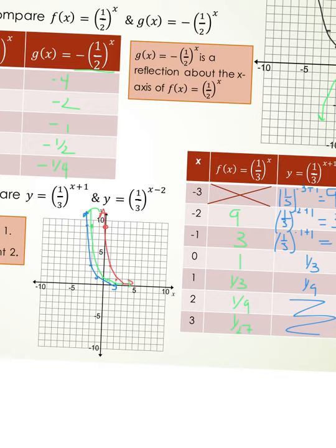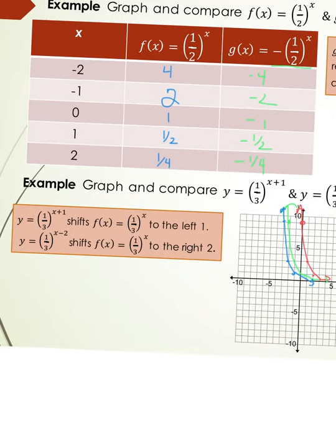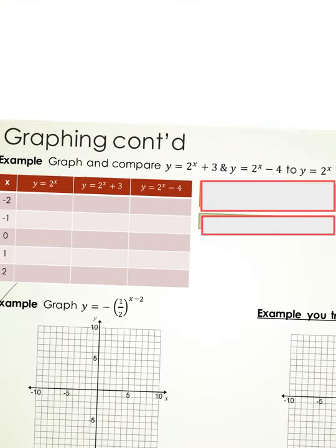So note to self that the shifts this time are horizontal shifts. So notice that y equals 1/3 to the x plus 1 power has shifted f of x equals 1/3 to the x power to the left 1. And y equals 1/3 to the x minus 2 power shifted f of x equals 1/3 to the x power to the right 2.